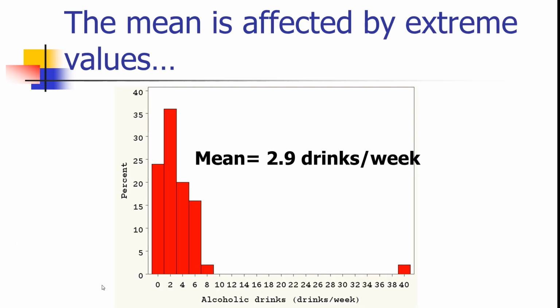So if I plot my new data in a histogram where the highest value is 40 rather than 8, that pulls the mean all the way from 2.3 drinks per week up to 2.9, almost 3 drinks per week. So one person going up to 40 has a huge influence on the mean. This is only one person out of 50, but it's having a big influence on the mean.